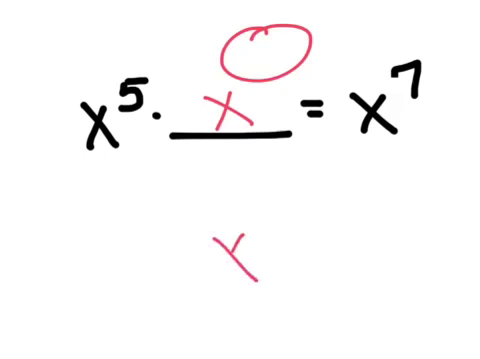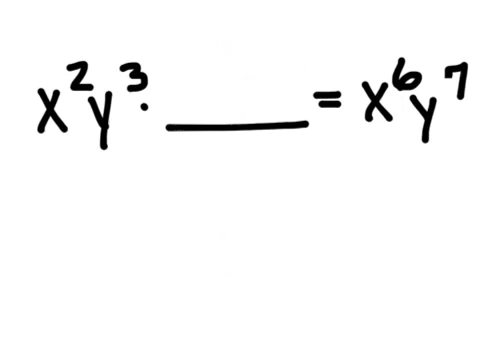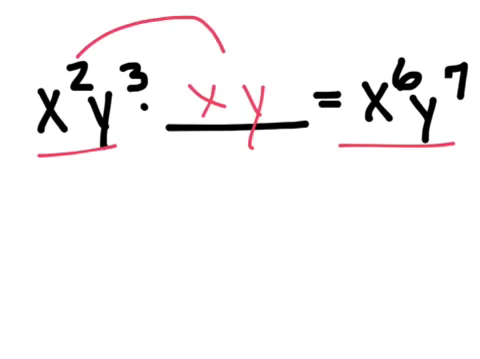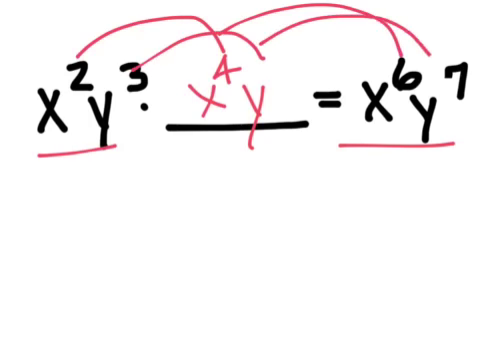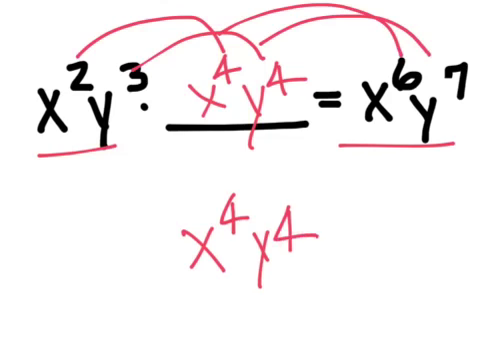In this case, what would the answer be? X squared. Now in this case we have to multiply by two things multiplied together that's going to go from here to there. So we're going to have an x and a y, perhaps. 2 plus what is 6, and 3 plus what is 7. 4, so it's x to the fourth, y to the fourth.